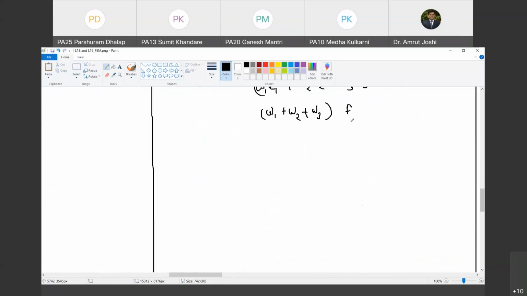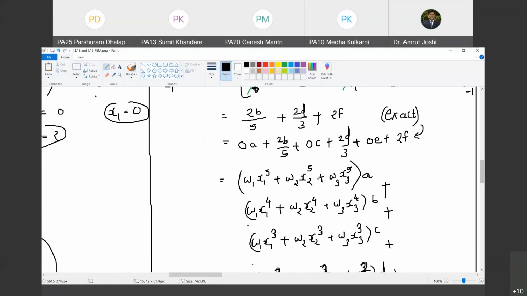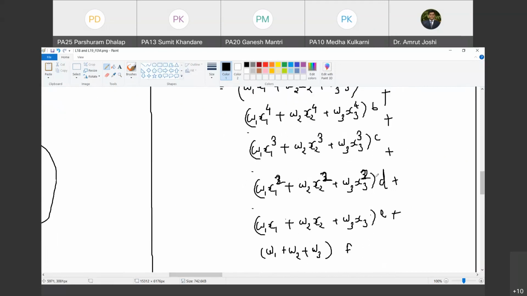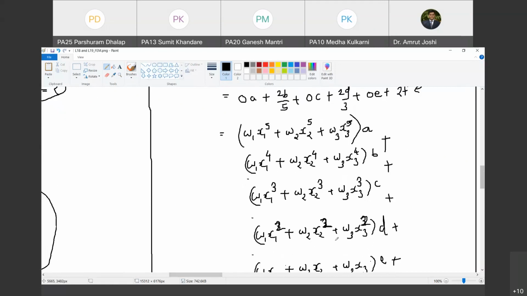Now, for these two to be equal, I will have to individually equate coefficients. So 0 must be equal to this term. 2 by 5 must be equal to the second term. Then C's coefficient must be equal to 0. This coefficient must be equal to 2 by 3. E's coefficient must be equal to 0 and F's coefficient must be equal to 2. Do you agree with me?